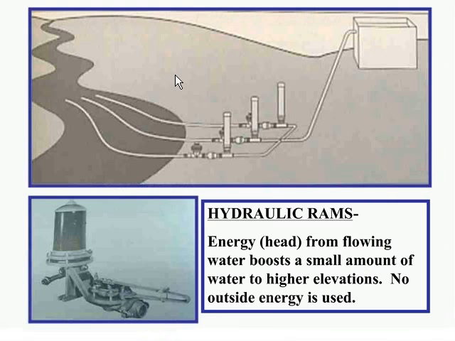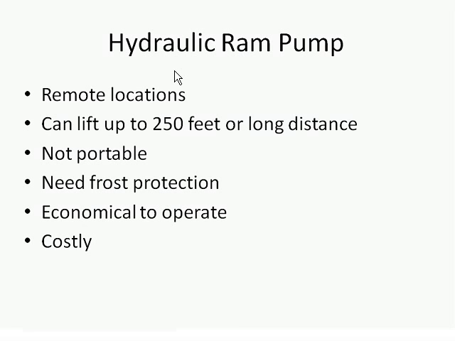One other type I wanted to mention, hydraulic rams. These are a type of system where if you have a flowing source of water, a stream that's got a pretty good flow to it, you can use that energy of the flowing water to actually move water up and into a storage tank. These types of systems are good for remote locations where you've got a flowing water source.